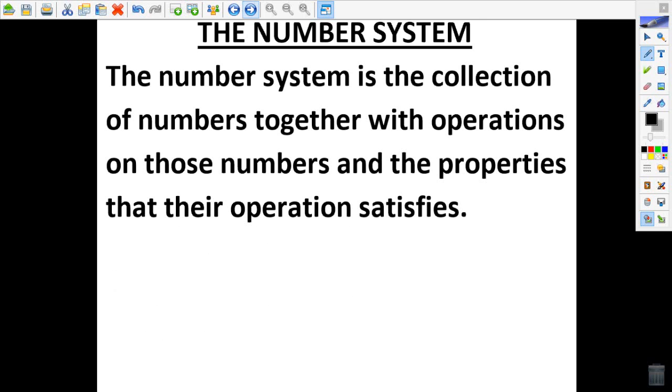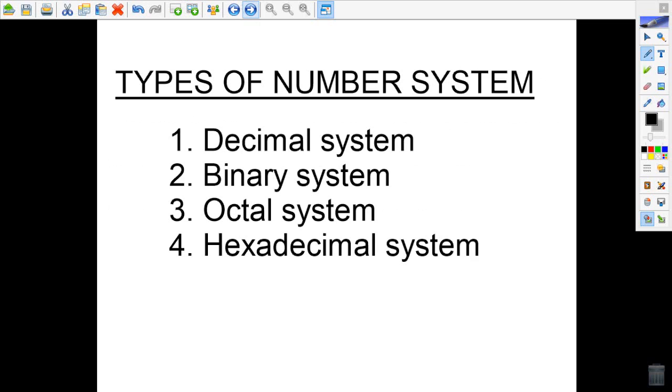The number system is the collection of numbers together with operations on those numbers and the properties that their operation satisfies. Types: we have the decimal system, binary system, octal system, hexadecimal system at this level.